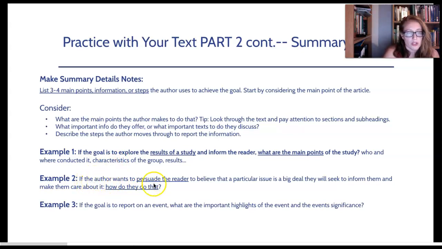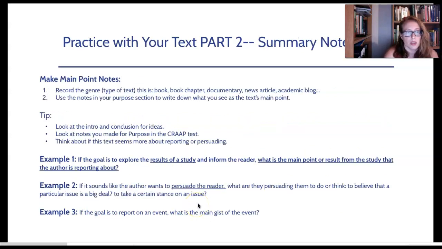If the author wants to persuade the reader to believe something, how did they do that? What reasons did they give, or what information did they move through? If the goal is to report on an event, what are the important highlights or details that show that this was a significant event, important things that happened?